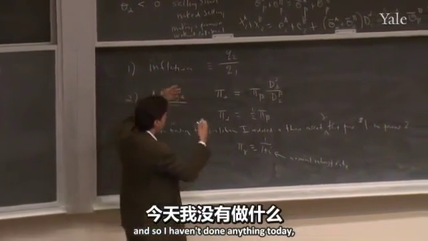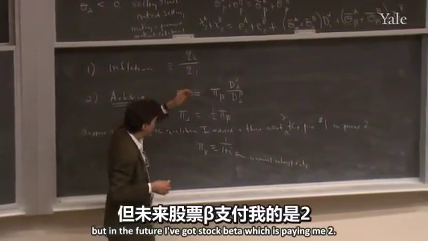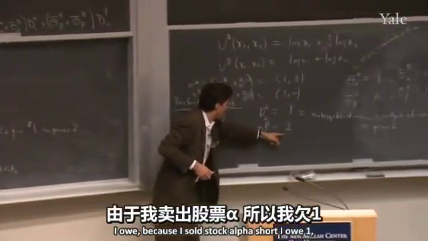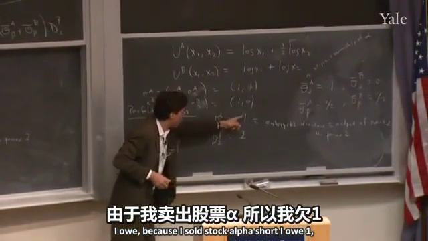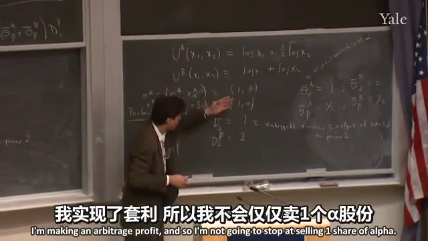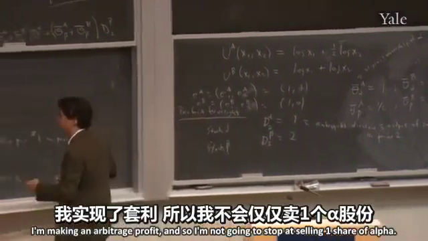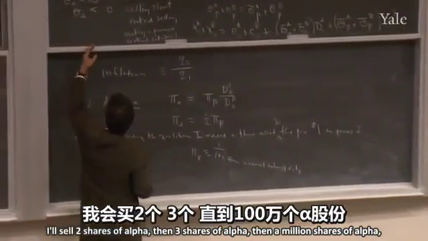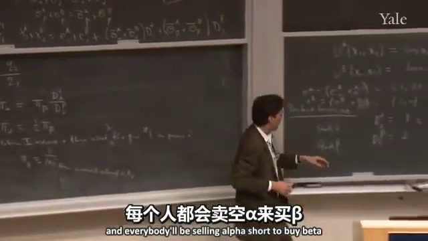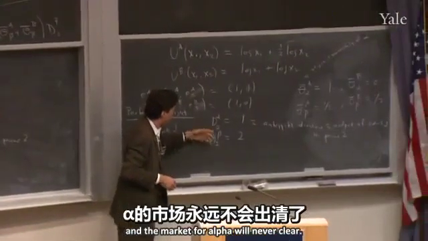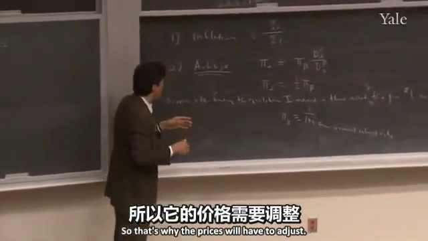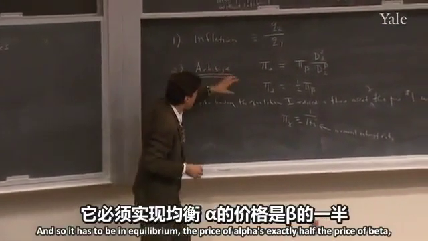And so I haven't done anything today, but in the future, I've got stock beta, which is paying me 2. I owe, because I sold stock alpha short, I owe 1, so I'll pay off the 1 I owe, and I'll still be left with 1. I'm making an arbitrage profit. And so I'm not going to stop at selling 1 share of alpha. I'll sell 2 shares of alpha, then 3 shares of alpha, then 1,000,000 shares of alpha. And everybody will be selling alpha short to buy beta, and the market for alpha will never clear. So that's why the prices will have to adjust. And so it has to be in equilibrium.